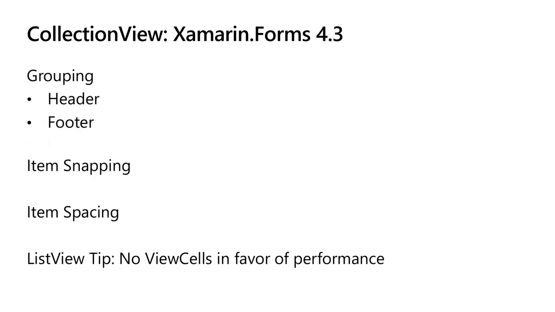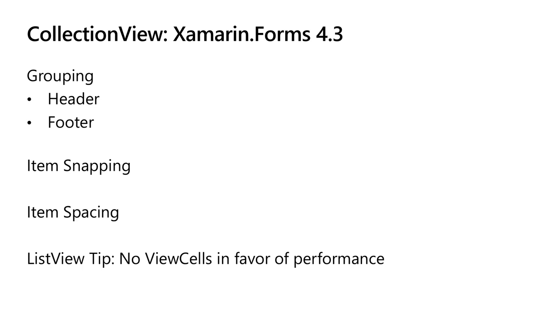A couple other things that we have here. Of course, you have grouping with headers and footers for your groups. Item snapping, which is really useful. So let's say that you have a horizontal list of things and you want to make sure that as the user scrolls, it locks into a particular position and you don't get something that's halfway off the screen. You can use the item snapping feature. And then you also have item spacing, of course, so that you make sure everything's not just like a big mess in the middle of the screen.